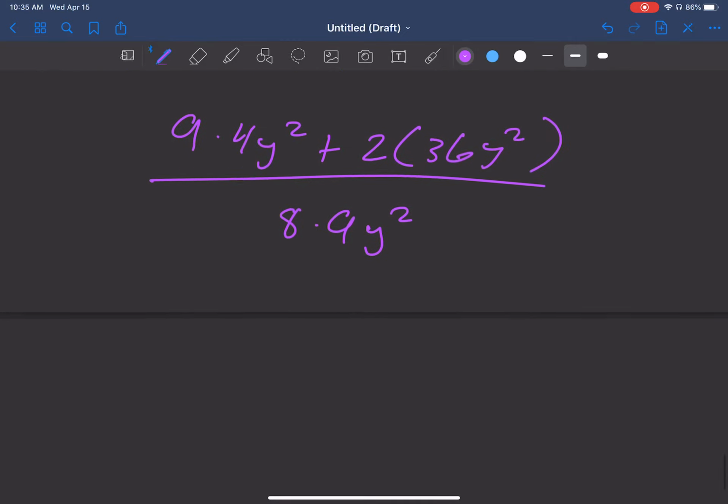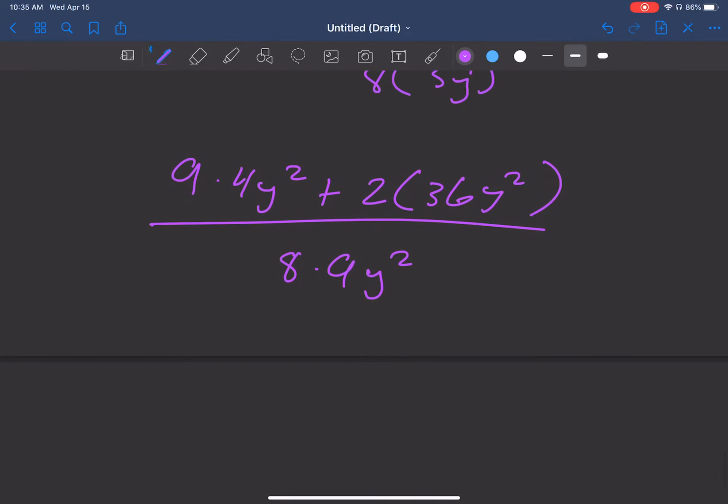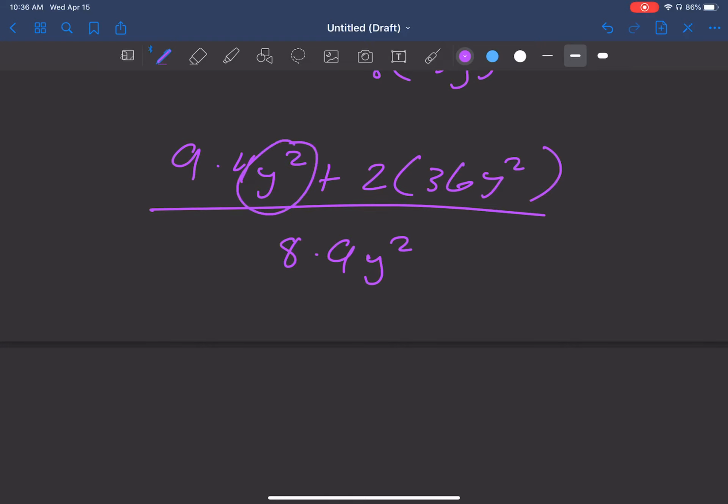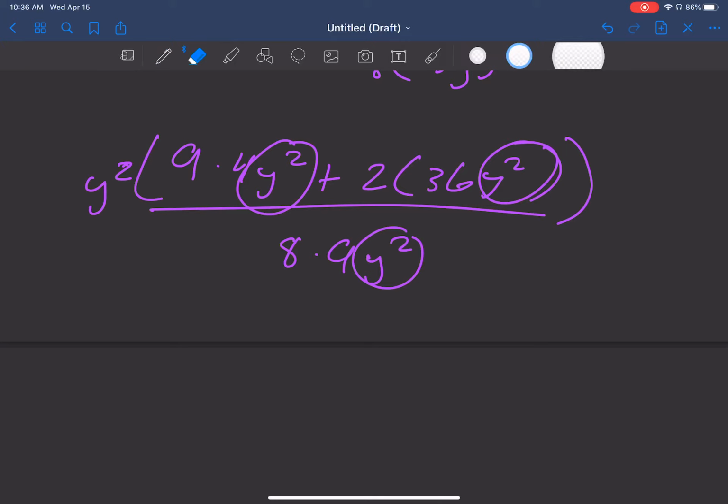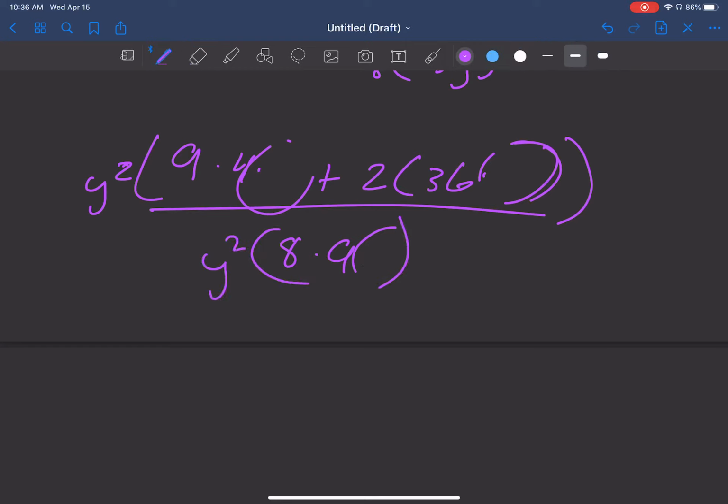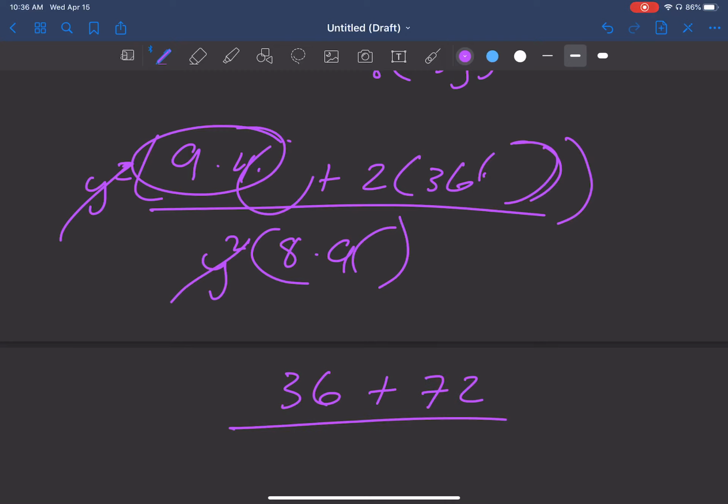So now we're almost done. We're going to pull out a y squared, y squared, y squared. You can all pull that out. If I pull it out here, I can basically erase that y squared because we pulled it out. Same thing here. So then these y squared terms cancel out. Now on top you have 9 times 4 is 36, plus 2 times 36 is 72. 8 times 9 is 72.